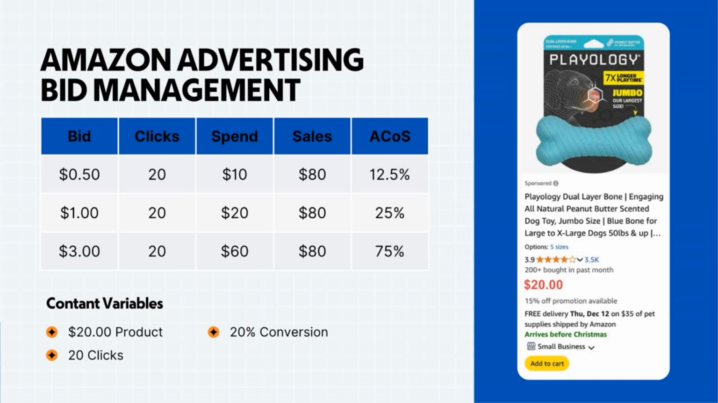So on this slide here, you can see if everything is constant in terms of your conversion rate, $20 product, and 20 clicks, a 50-cent bid is going to give you a 12% ACoS. A $3 bid is going to give you a 75% ACoS. The problem with that is if you lower your bid to 50 cents, your ad's showing up on page 2 or page 3, and you're barely getting sales. If you increase your bid to $3, you're not profitable, but you're going to be driving a ton of sales. Your goal is to find the balance of those.